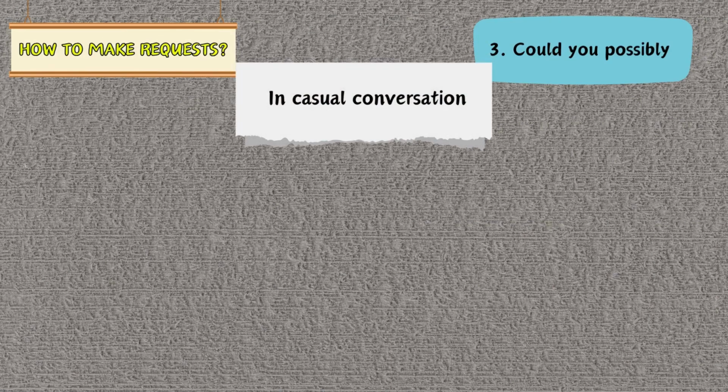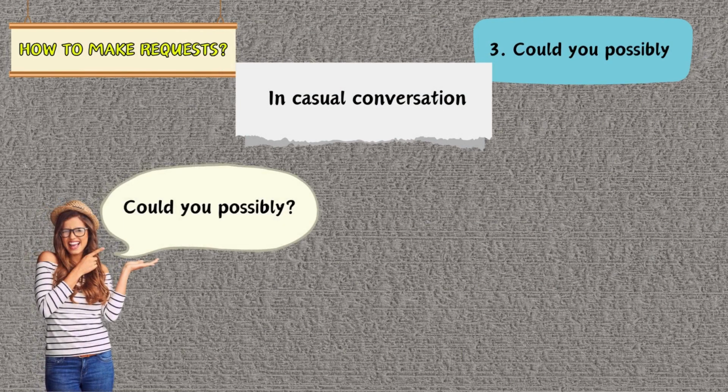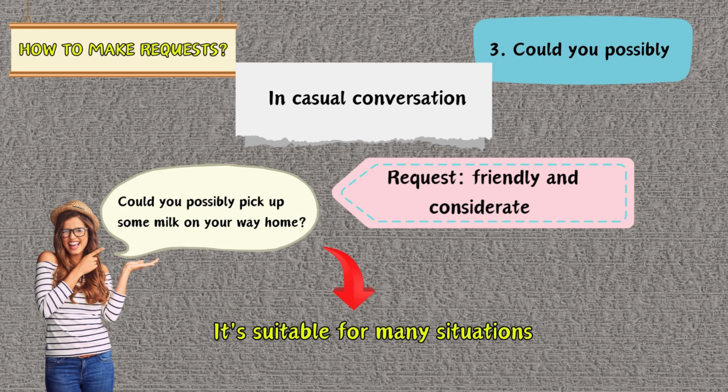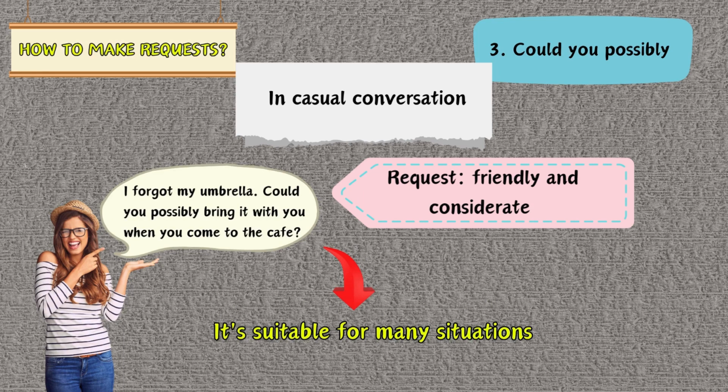But in casual conversation, could you possibly is also used to make requests in a friendly and considerate manner. It's a softer way to ask for assistance and can be suitable for various casual situations. Examples, could you possibly pick up some milk on your way home? I forgot my umbrella. Could you possibly bring it with you when you come to the cafe?